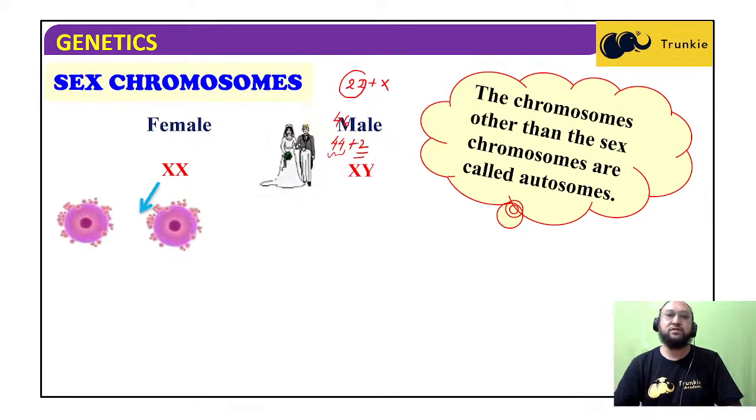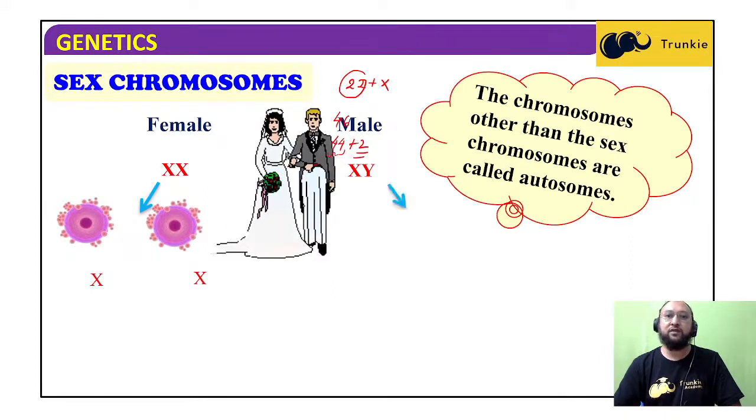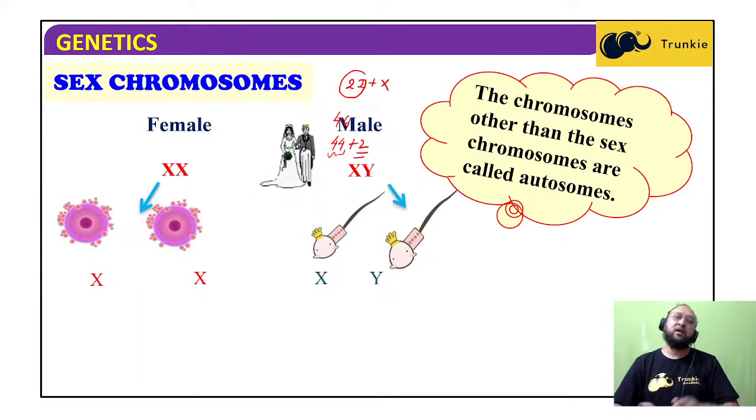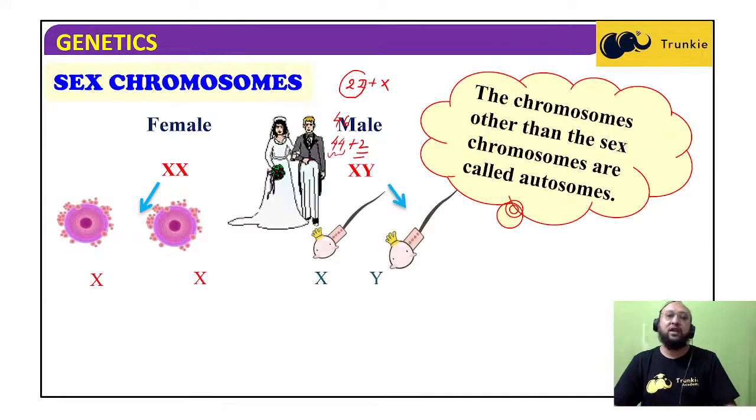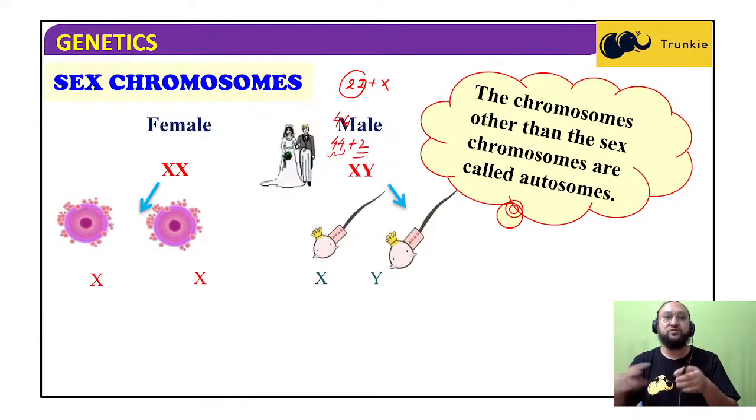Males will produce X and Y. They have sex chromosomes X and Y, so they are heterogametic and they will produce X and Y. 50% of the sperms produced will have the X chromosome and 50% will have the Y chromosome. So they are called heterogametic.